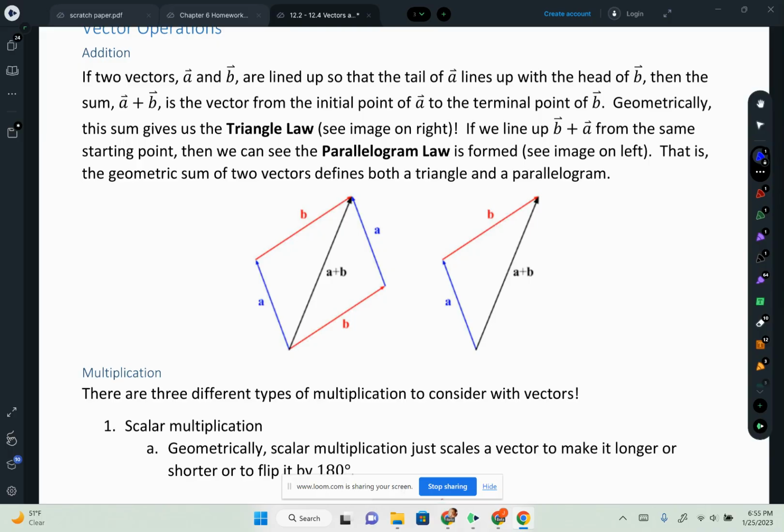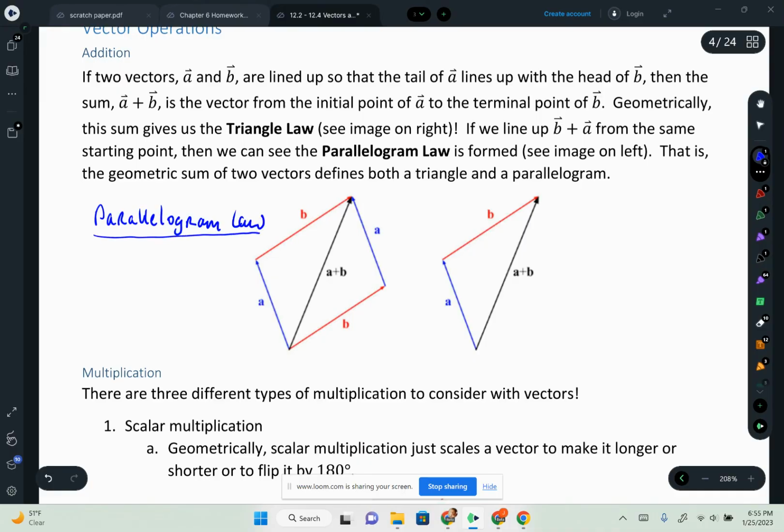All right, so when we look at these pictures here, we're looking at a parallelogram and we're looking at a triangle. On the left is a little parallelogram that gives us a law. And what it is saying, because this is like a geometric interpretation of what it means to add two vectors, is that if I want to find A plus B, I would start at the tail of A, and that would be placed at the origin.